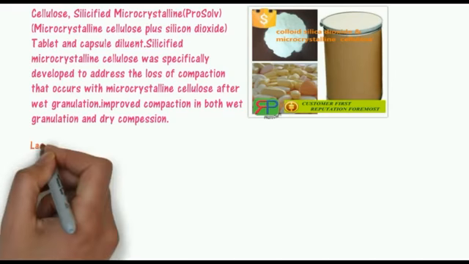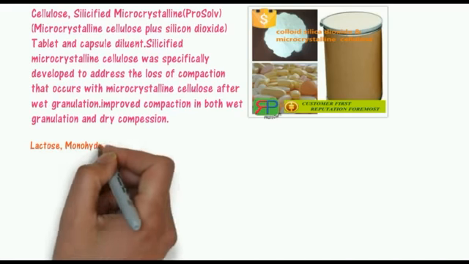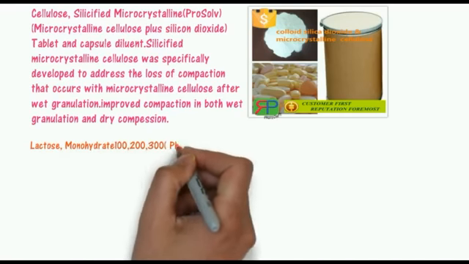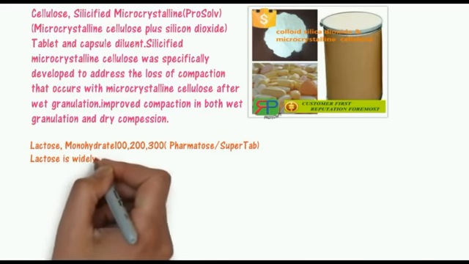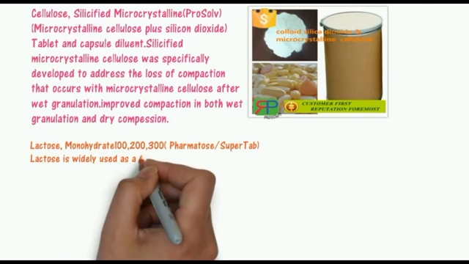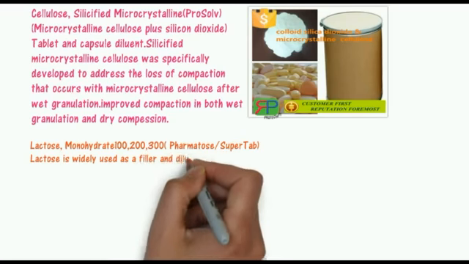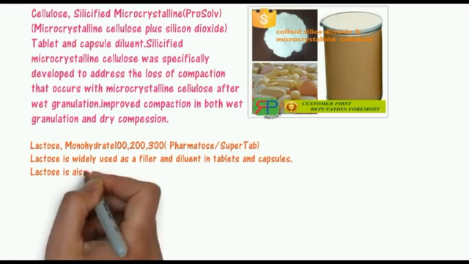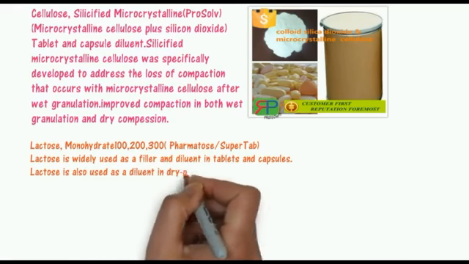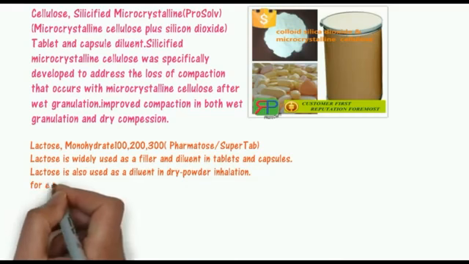Now the next one is lactose monohydrate, which is obtained from milk, in 100, 200 and 300 grades. As we discussed earlier, these grades are according to the mesh size or particle size of lactose monohydrate. Pharmatose and Supertab are the most commonly used brands of lactose monohydrate. Lactose is widely used as a filler and diluent in tablet and capsule dosage forms. Lactose is also used as a diluent in dry powder inhalation.